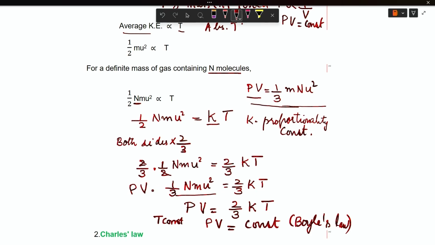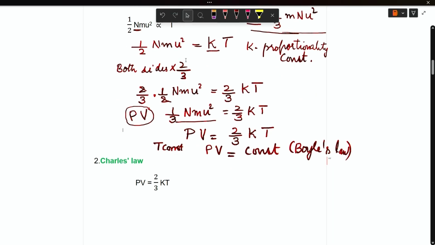This is the substitution I am going to make, because from the kinetic gas equation PV is equal to 1 by 3 m n u square, and 1 by 3 m n u square has been substituted by PV, and that is from the kinetic gas equation. We get the equation modified as PV is equal to 2 by 3 kT.